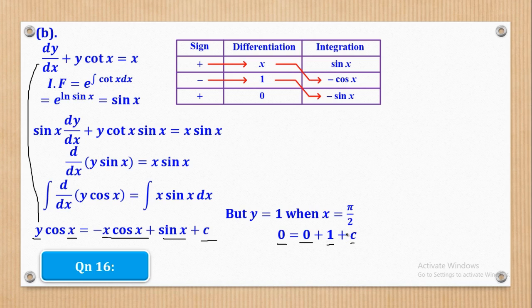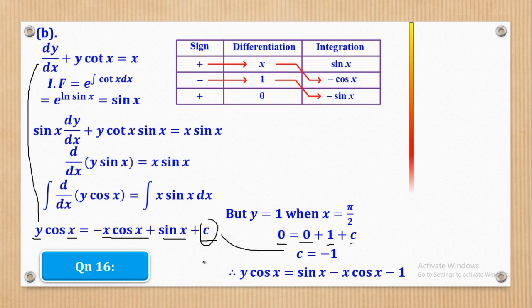Now when I make c the subject, I'll come up with c as being equal to negative 1. Now that I've got c, I'm going to come and substitute it here. So substitute that value of c here to get the particular solution which they wanted. So basically this is what they wanted in this part. Now let's see how marks can be awarded.